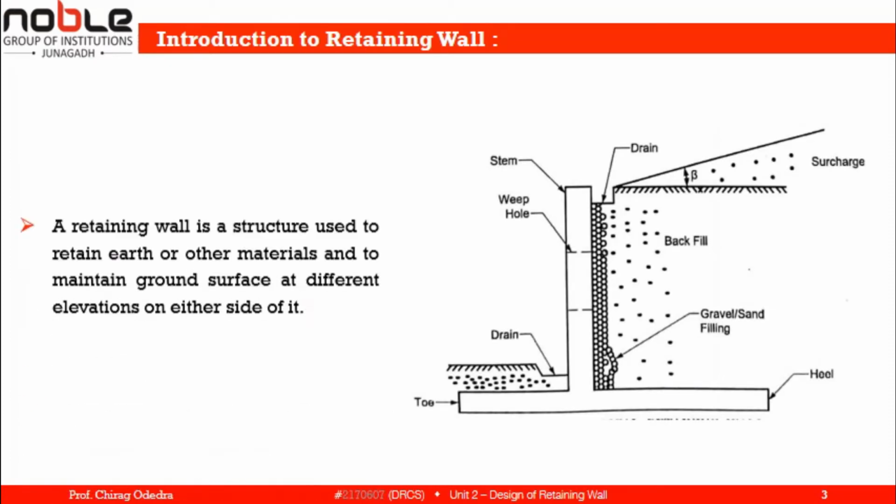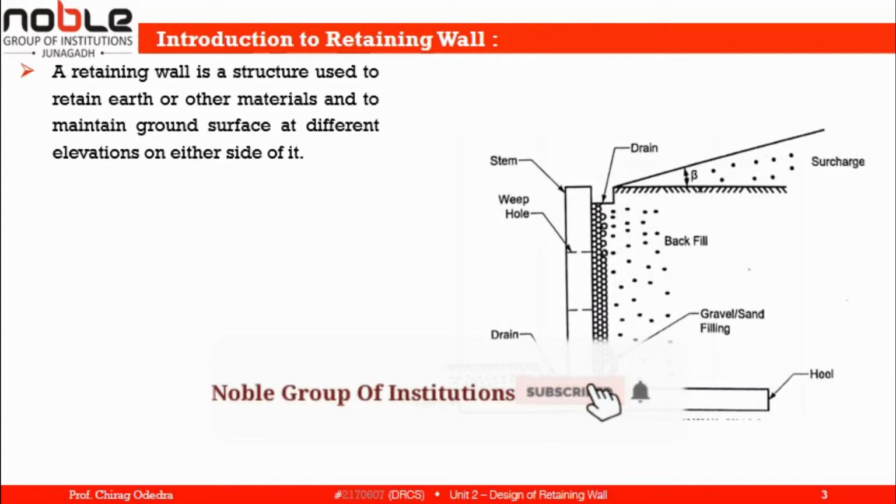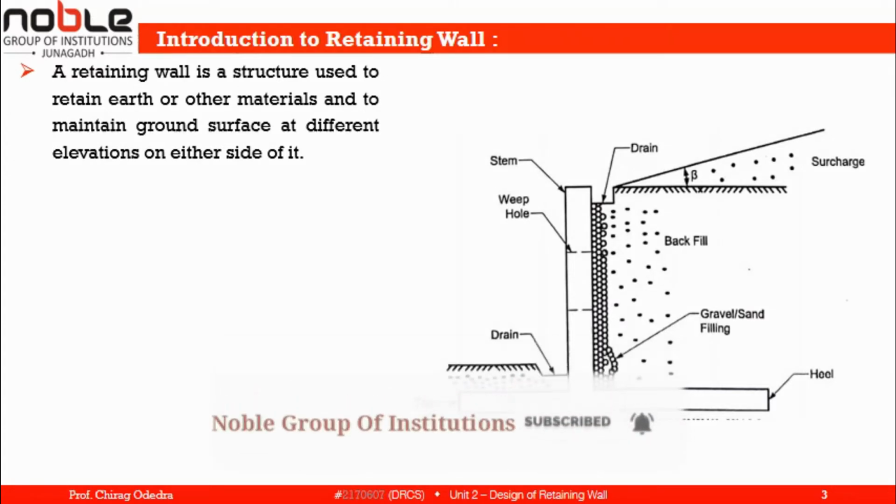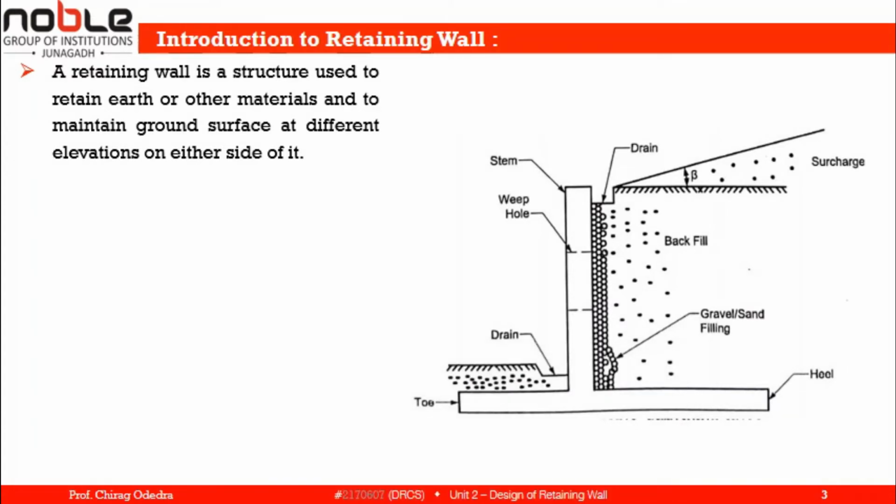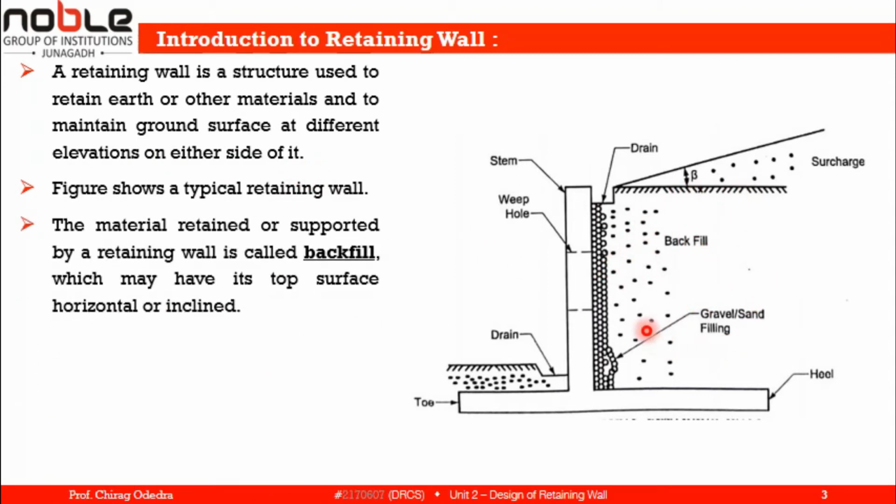So before starting any topic, we must know what the topic is. So first one question arises, what is retaining wall? The retaining wall is a structure used to retain the earth or other material and to maintain the ground surface at different elevation on either side of it. This figure shows a typical retaining wall detail.